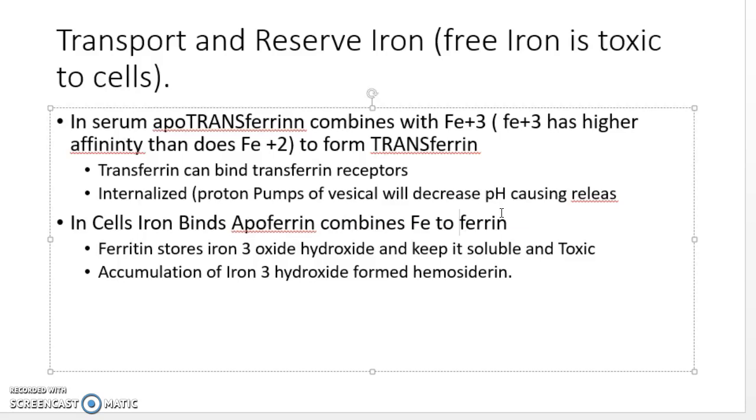and this keeps it soluble. Accumulation of iron 3 oxide hydroxide, which is toxic, will form a brownish pigment called hemosiderin. So these are the main things I want to talk about regarding the iron ion.